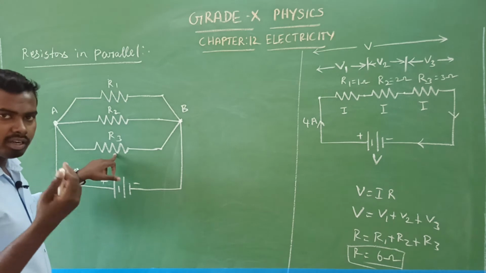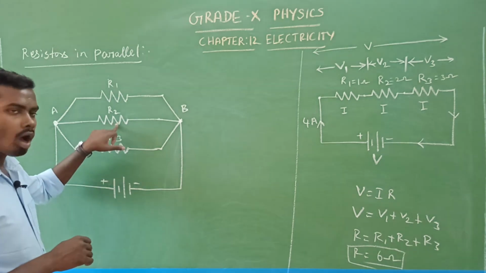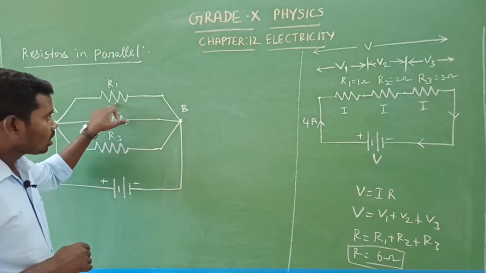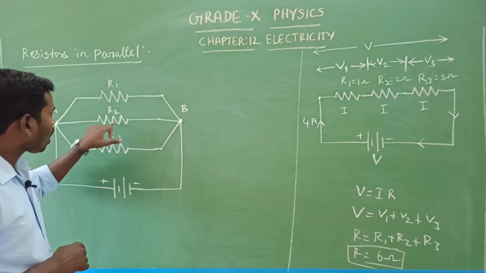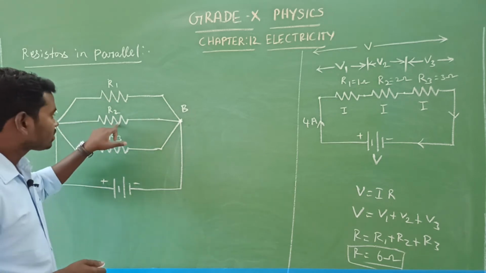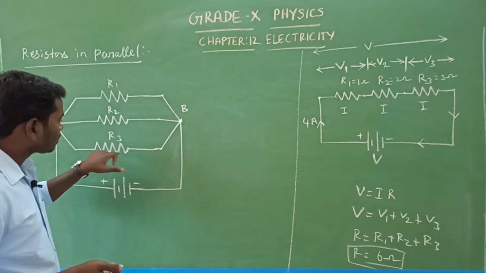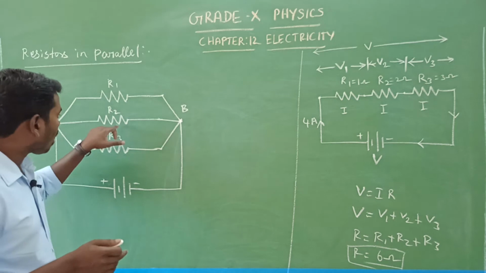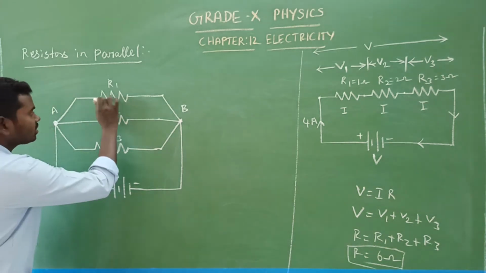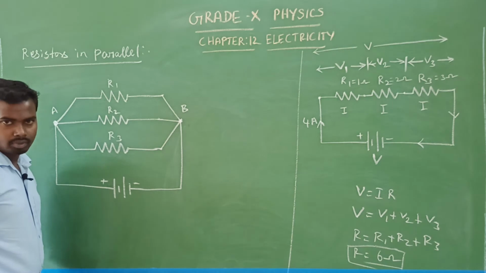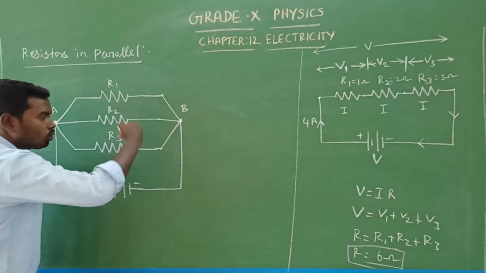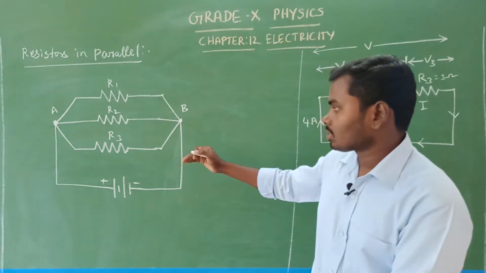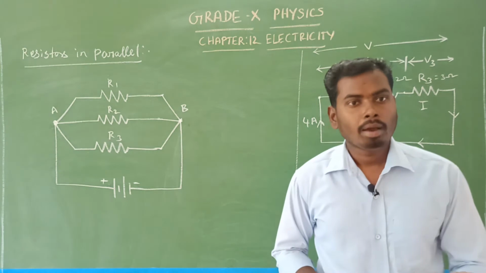Okay, yes, look at here. Here R3 is connected below R2. Am I right? Yes. So R2 is connected below R1. So the R1 resistor is parallel to R2 as well as R3. R2 resistor is parallel to R1 as well as R3, and R3 resistor is parallel to R2 as well as R1. Each resistor is parallel to each other. Each and every resistor is parallel to every other resistor. Then this combination of resistors is said to be in parallel.